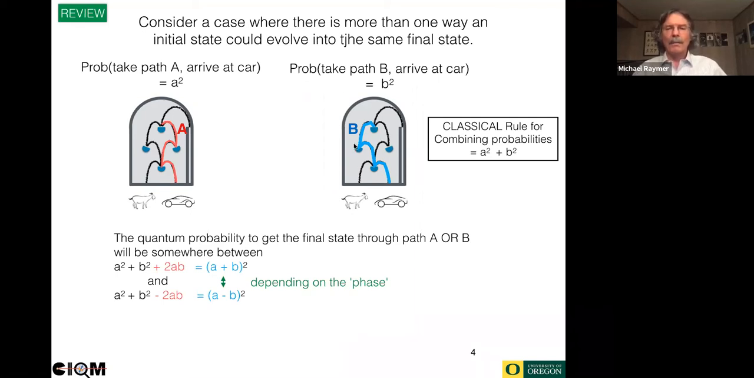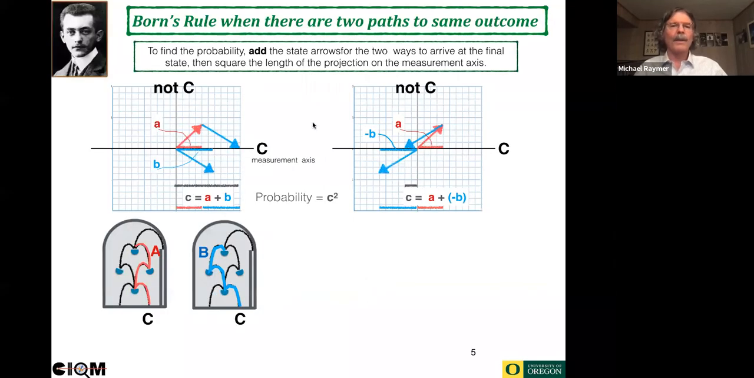But you could also have this other path, the path B, which also leads to the car. Now, this could have probability B squared. Now, in classical probability theory, you would just add those probabilities or you would add the squares. But we know that in mathematics, if you just have (A plus B) squared or (A minus B) squared, you get different results because there's a plus 2AB here and a minus 2AB here. It depends on the phase between those two. So let's look at that in a diagram.